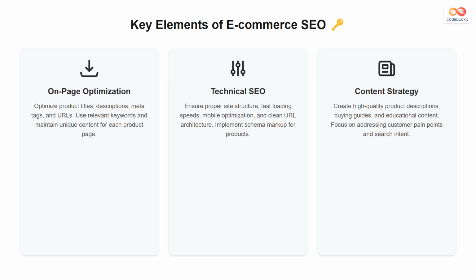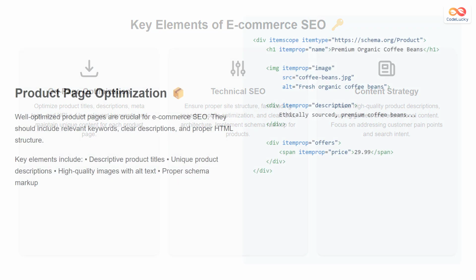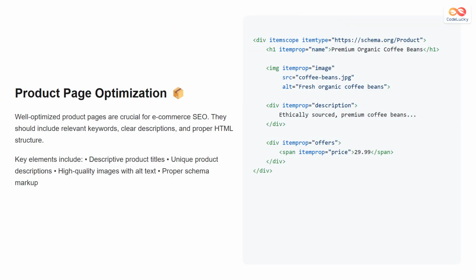Content strategy involves creating high-quality product descriptions, buying guides, and educational content. Focus on addressing customer pain points and search intent. Well-optimized product pages are crucial for e-commerce SEO. They should include relevant keywords, clear descriptions, and proper HTML structure. Key elements include descriptive product titles, unique product descriptions, high-quality images with alt text, and proper schema markup.